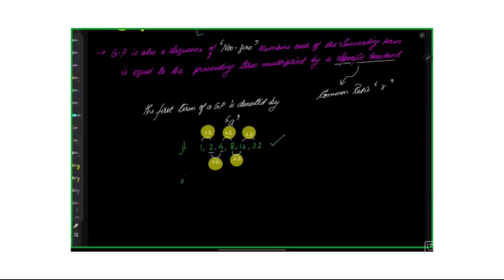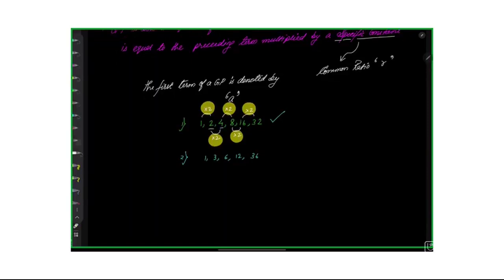Second example, 1, 3, 6, 12, 36. Tell me, is it a GP or not? Pause the screen, think about the answer, and then resume again. Now, I'll tell you. If you see the common ratio, it is into 3 here, and here it is into 2. 3 into 2 is 6, 6 into 2 is 12, 12 into 3 is 36. Is the common ratio the same in all the cases? The answer is straight away no. So this is not a GP, right?